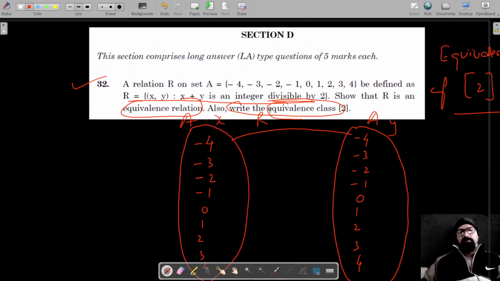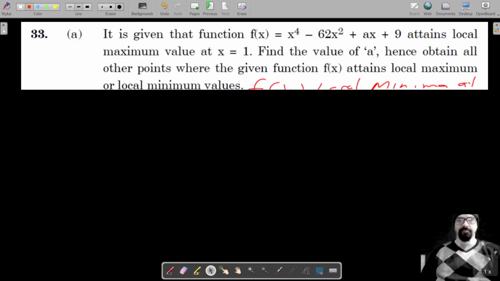Okay, for question number 33, part A, it is given that the function f of x is equal to x raised to the power 4 minus 62x squared plus ax plus 9. This attains local maximum value at x equal to 1. And we have to find the value of a. So let's find out the value of a first.